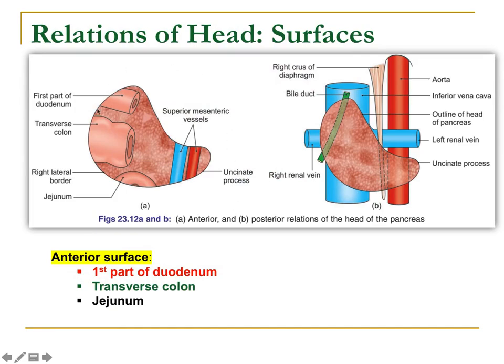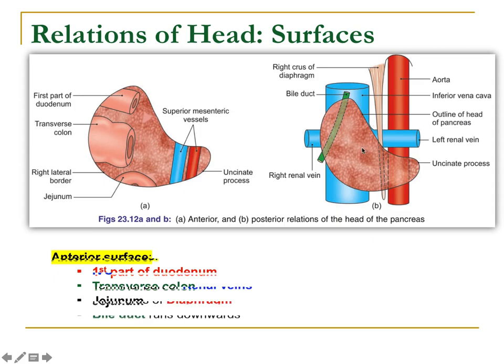And if you see the other relations of the head, there are two surfaces. In this photograph, you are viewing from the anterior surface. You will find the first part of the duodenum, the transverse colon, as well as the jejunum. These are the three relations that are related to the anterior surface.